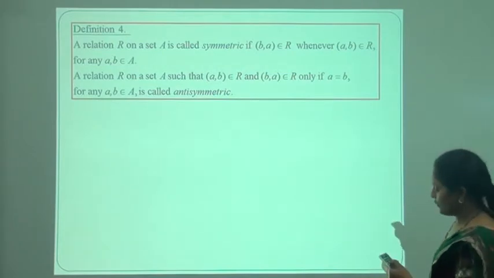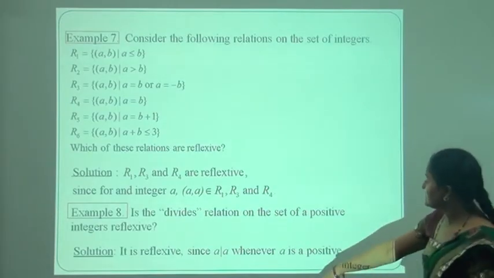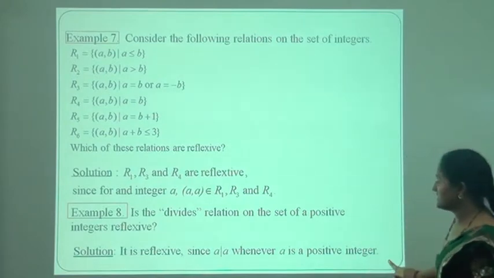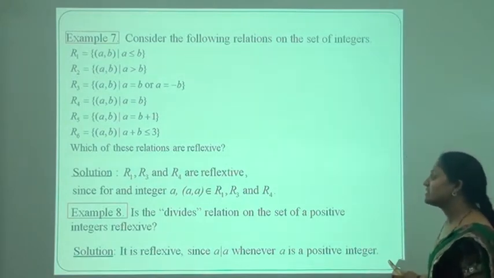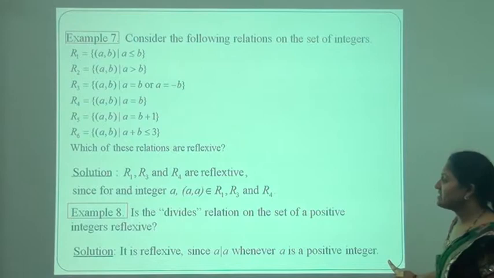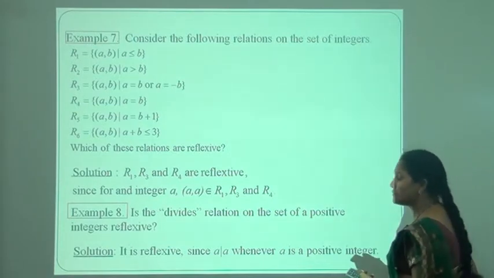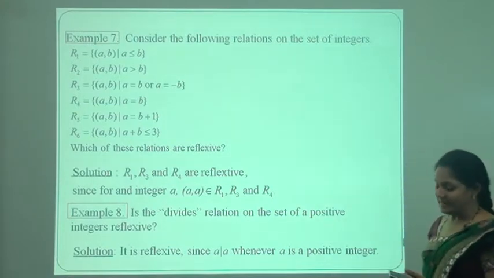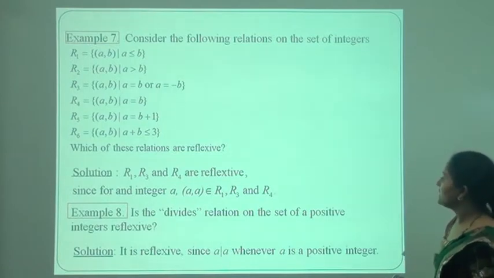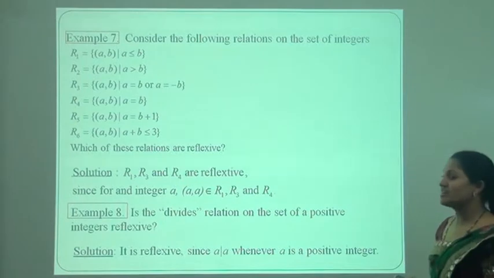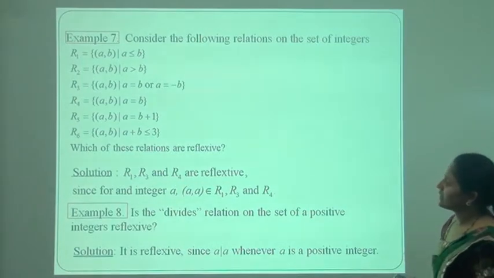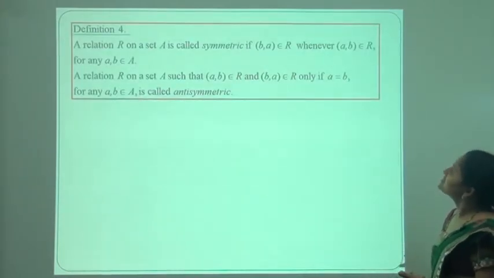Okay, so in the last one, it is reflexive: aRa whenever a is a positive integer. It means 2 divides 2, 3 divides 3. In the positive integer set, every element always divides itself. So it satisfies the reflexive condition. Okay, for the next, this is the second condition.